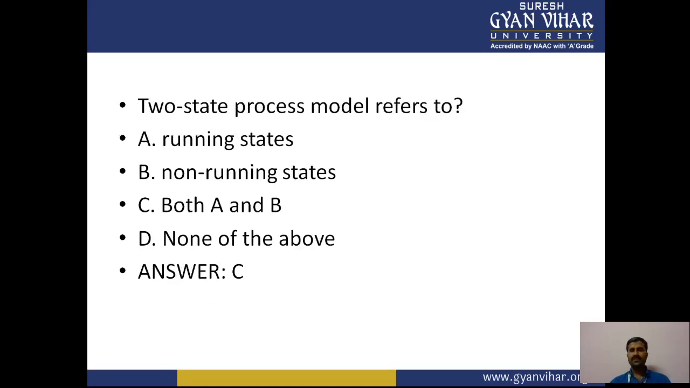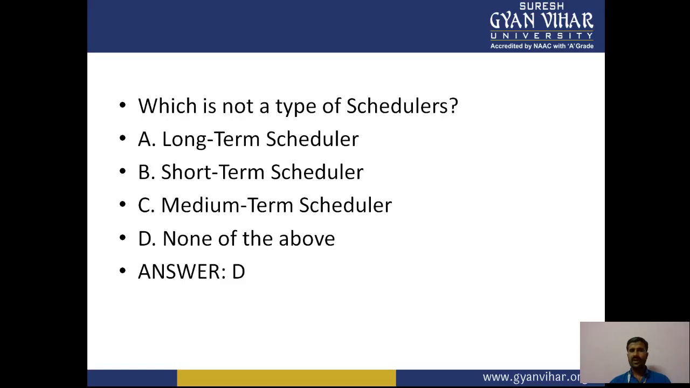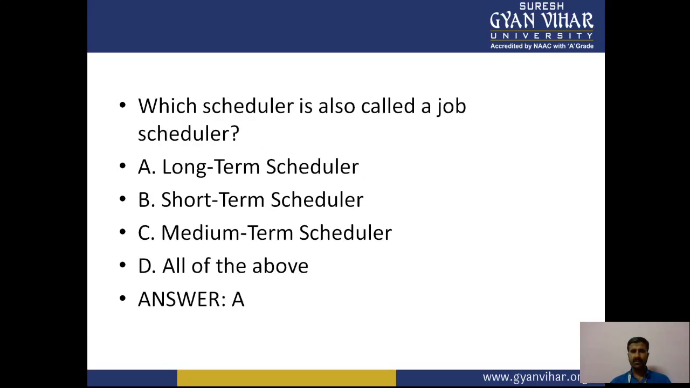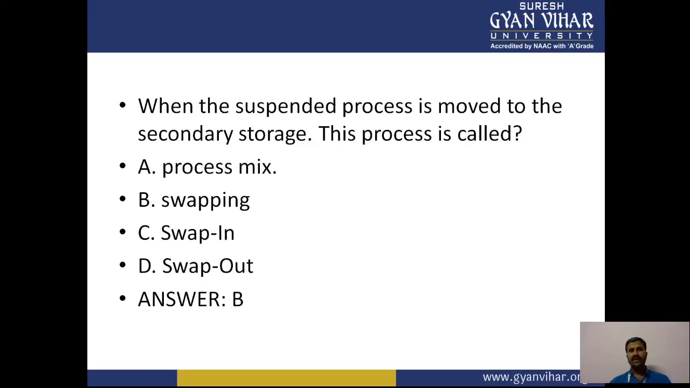The two-state process model refers to dash: running state, non-running state, both A and B, none of the above. So C is the right answer, that is both A and B. Which is not a type of scheduler? Long-term scheduler, short-term scheduler, medium-term scheduler, none of the above. So D is the right answer, none of the above. When a suspended process is moved to secondary storage, the process is called what? Swapping, swap in, swap out. B is the right answer, swapping.